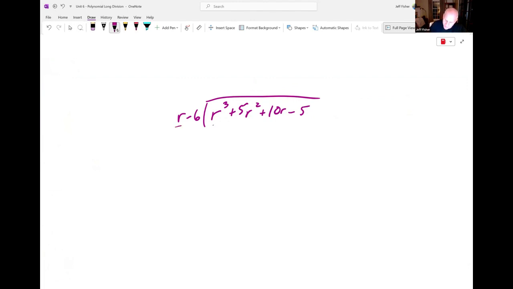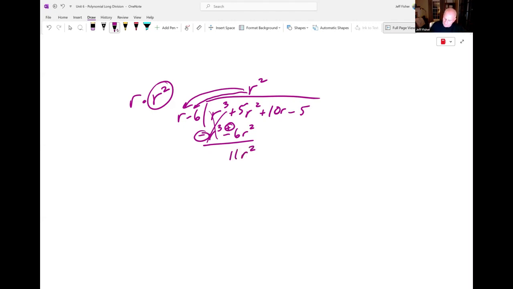So r goes into r cubed 2 times, right? r times r squared is going to give us this r cubed. So we're going to say it's times r squared. r squared times r is r cubed. r squared times negative 6 is negative 6r squared. We are subtracting, so we change our signs. These go away, and this becomes 11r squared. We bring down our 10r, right? Now we do the same thing.